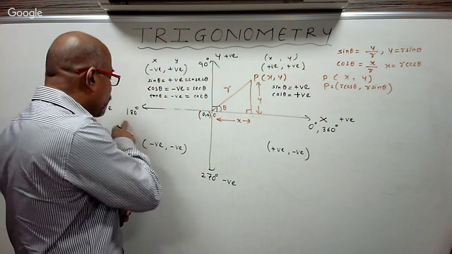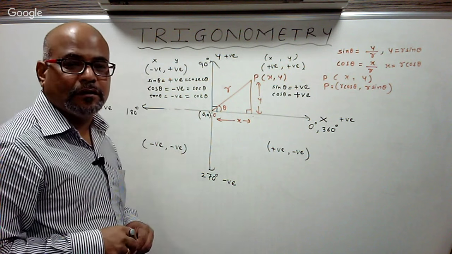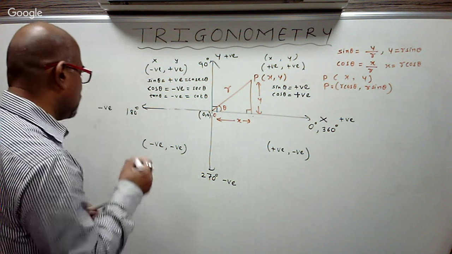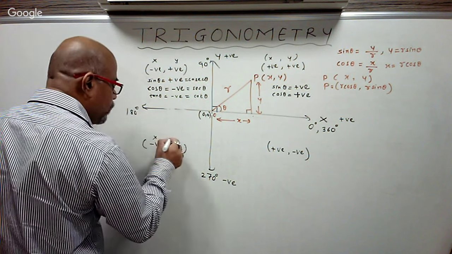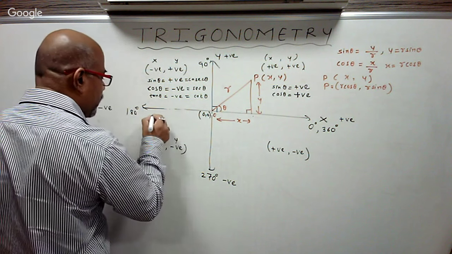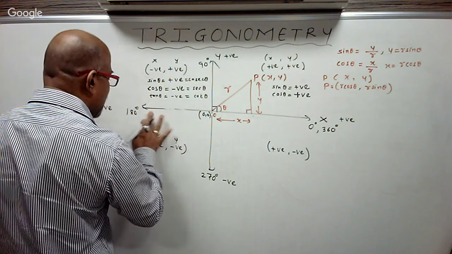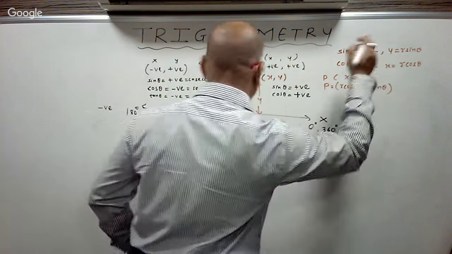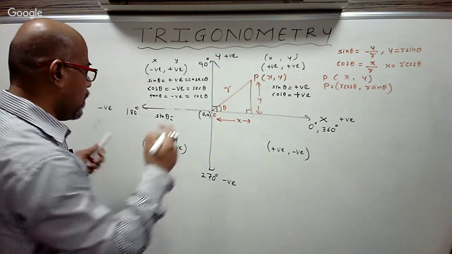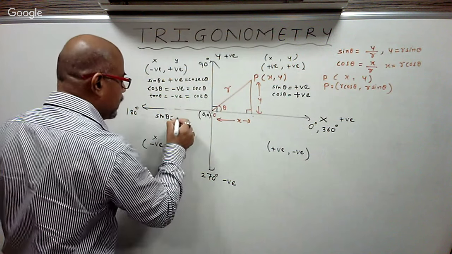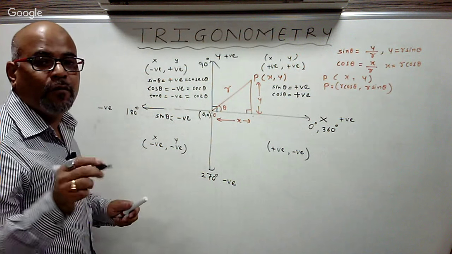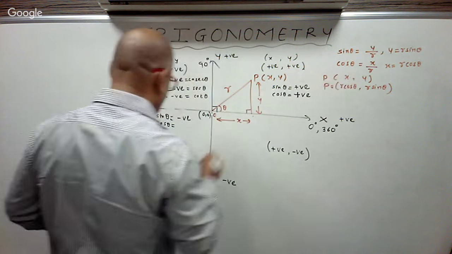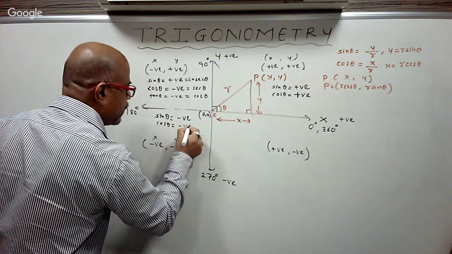Understand? Then we move to the third quadrant, 180 degrees to 270 degrees. Now we know that here x is negative, y is also negative. So what do we get here? First ratio, sine theta equals y upon r. Y is negative and r is positive, so sine theta is negative. Then cos theta is x upon r, x negative, r positive, so cos is negative.